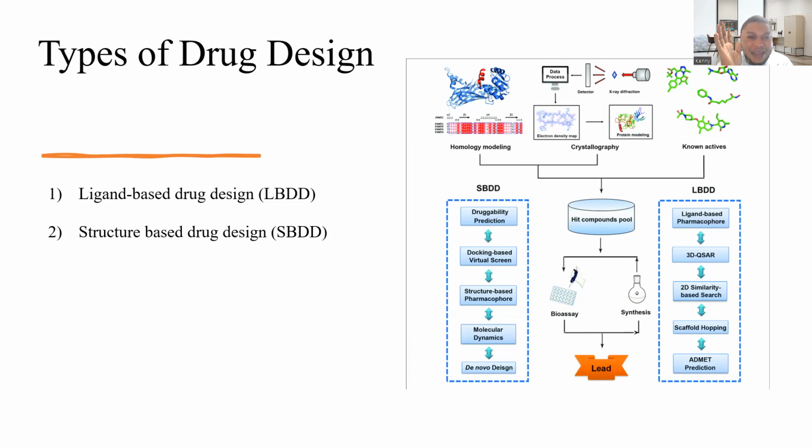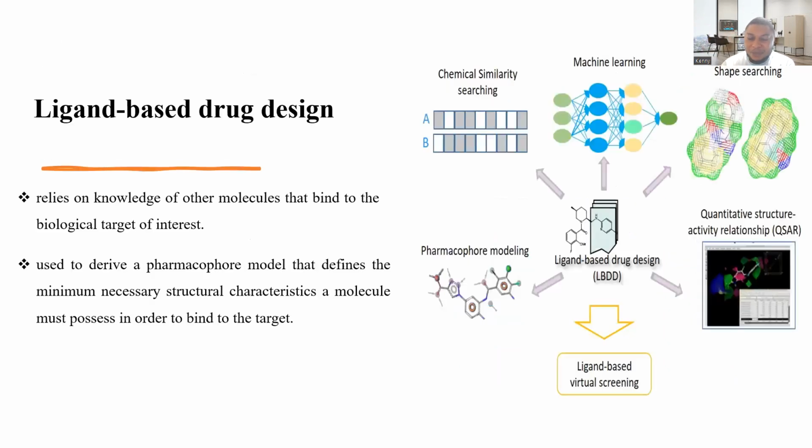The first one is ligand-based. In simple terms, what ligand-based has to do with is you are designing a drug based on the knowledge of an existing drug. Do you get that? You are designing a new drug based on the knowledge of an existing drug. Let me give an example.